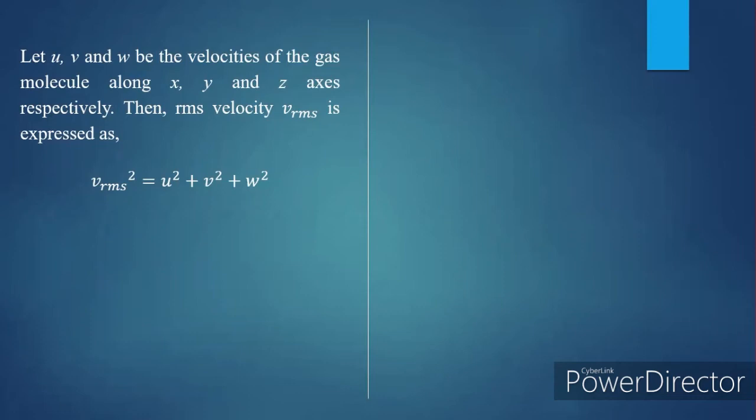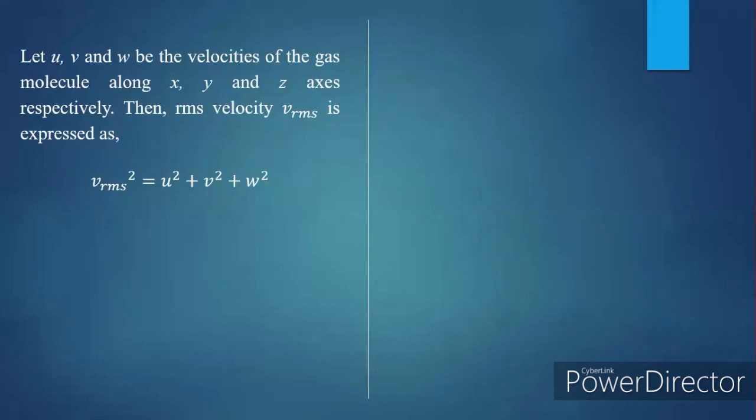Okay. For a single molecule, you can resolve the velocity into 3 components. One component along X axis, one component along Y axis, another component along Z axis. If you square these three components and add them, what do you get? You will get the V RMS square. Okay. So V RMS square is nothing but V average square only. We have proved that while deriving the expression for V RMS. So this expression is true.